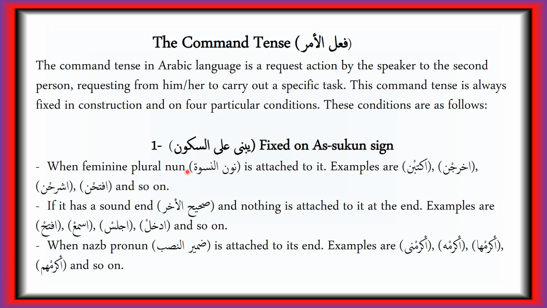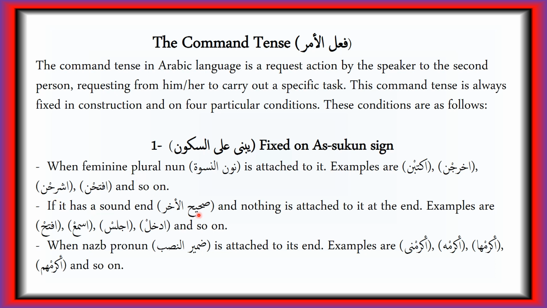Number 1, mabni ala as-sukun, fixed on a sukun, when the feminine plural noon niswa is attached to it. Examples are uktubna, ukhrujna, ishrahna, iftahna, and so on. See that all of these verbs have noon niswa attached to their end. For example, uktubna has noon niswa attached to its end, ukhrujna has noon niswa attached to its end, and so on. So they all take a sukun.